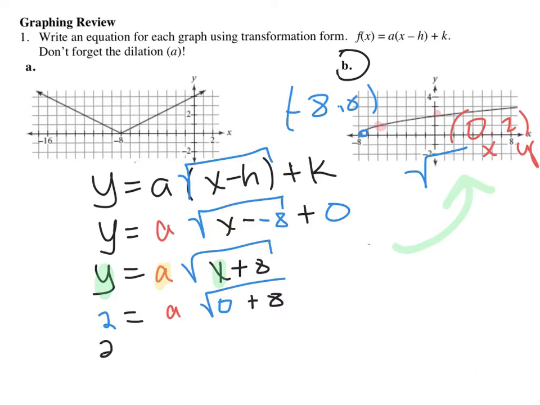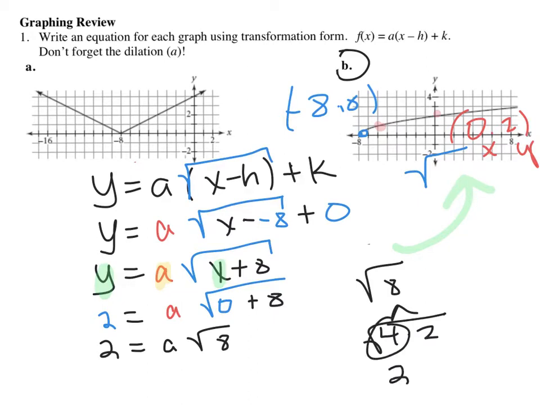So we have 2 equals a times the square root of 8, and I don't know if you remember, but we'll go over here and make sure we remember how to do the square root of 8. That's the square root of 4 times 2. You can take the square root of 4, that is 2, but you can't take the square root of 2 evenly, so we're just going to leave it 2 root 2. So 2 equals a times 2 root 2.